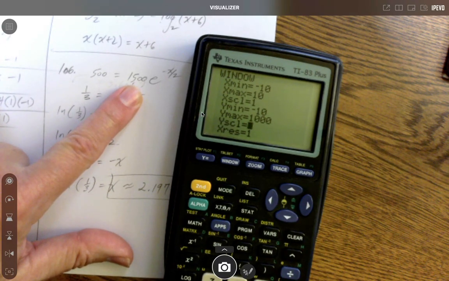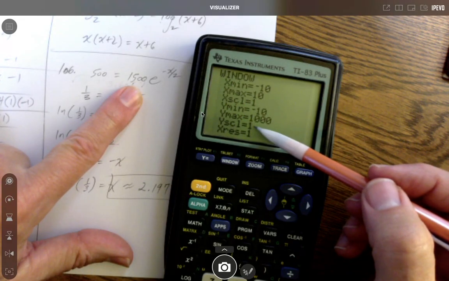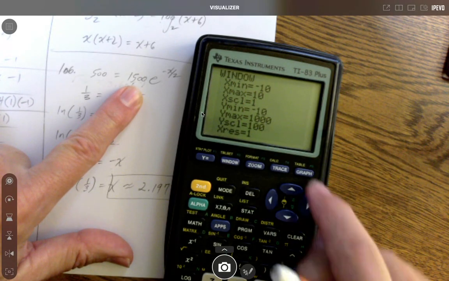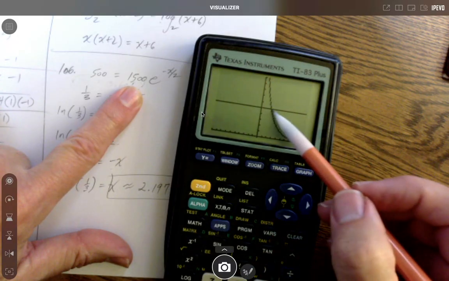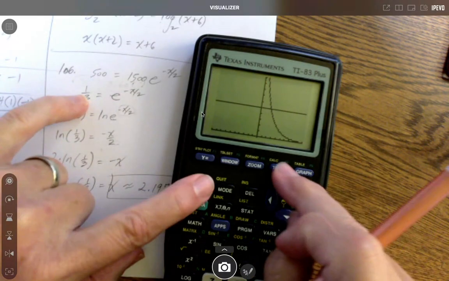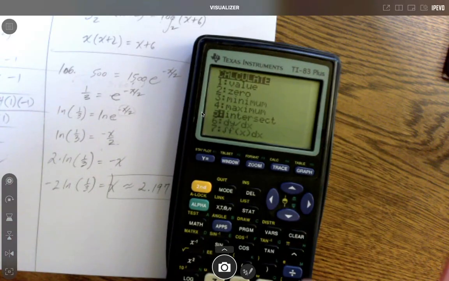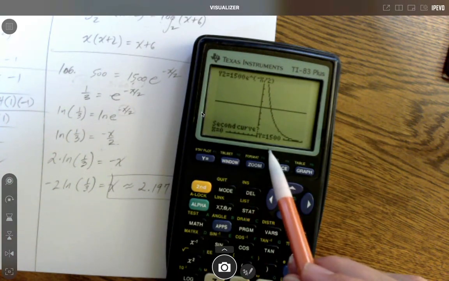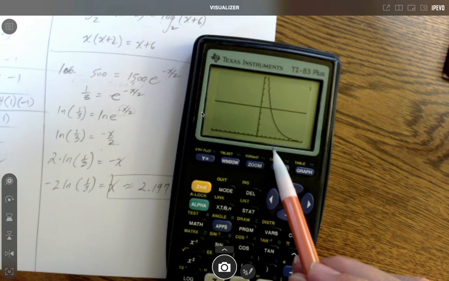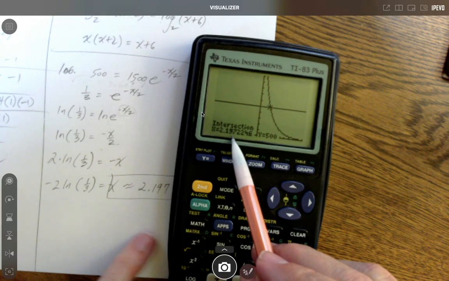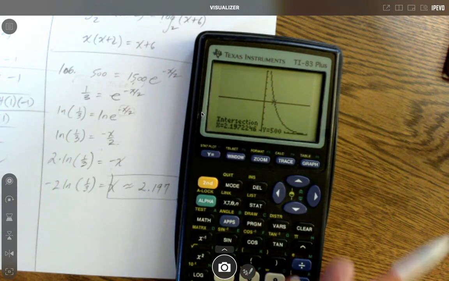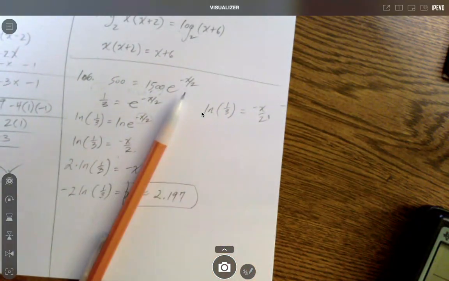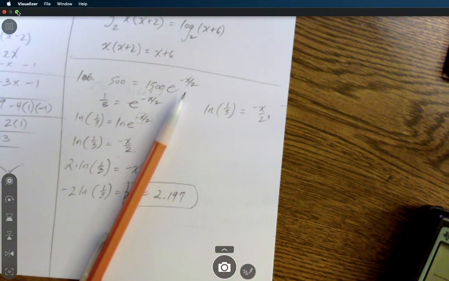And when you change it to 1000, you're not going to want to count by ones on the y-axis, just too much. So I'll count by hundreds. See what that looks like. There's 500. There it is. So we can see now where they cross. So if I do second trace intersect, enter, enter, enter. And you see I get that 2.197 right there. Okie doke. So that is problem 106.